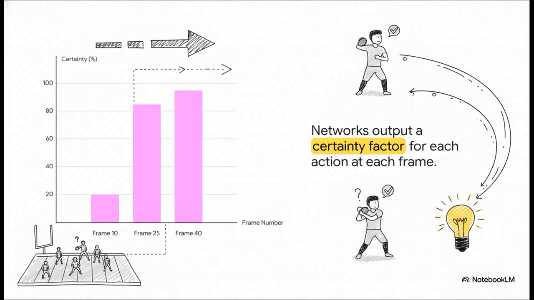And what's so cool is you can literally watch the system's confidence grow over time. So right after the snap, at frame 10, the QB has only taken a few steps. The pass dropback detective might only be, say, 20% sure. But then, as a few more frames go by, he keeps dropping back, more evidence comes in, and suddenly the system's certainty jumps up to 85%. And by frame 40, it's 95% sure. It's not making a snap judgment. It's building its belief as the evidence unfolds, just like a real person would.